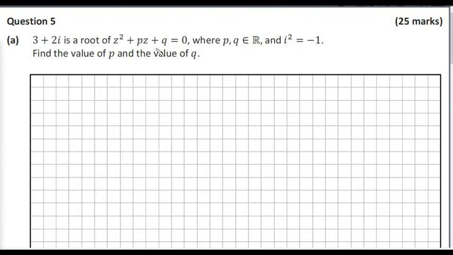So this is a quadratic equation with real coefficients. The coefficient of z squared here is 1, the coefficient of z is p, but we're told that p is a real number here, and this constant is a real number, and this obviously 0 is a real number as well. So we're told here that 3 plus 2i is a root of that. Now, because that equation is an equation with real coefficients, we're going to say here as well that 3 minus 2i is a root. And that will help us then to get the values of p and q.